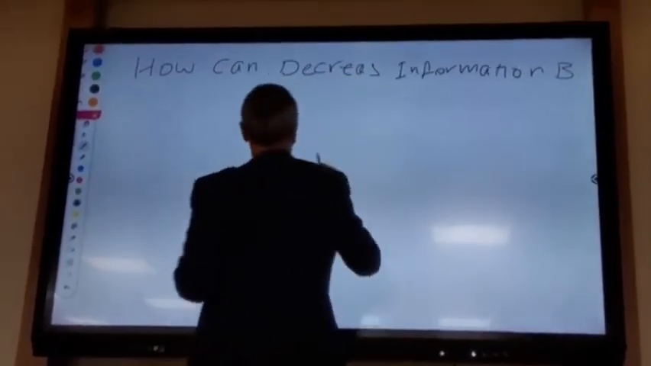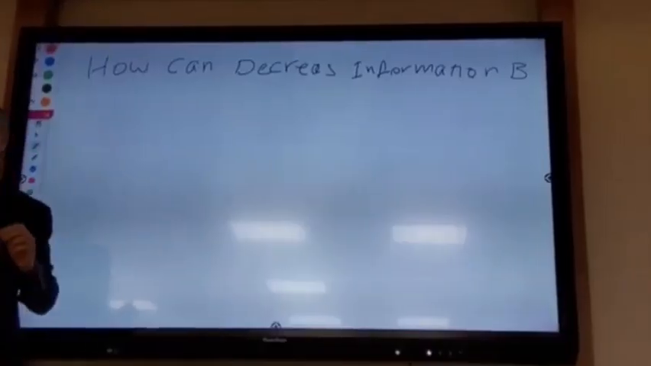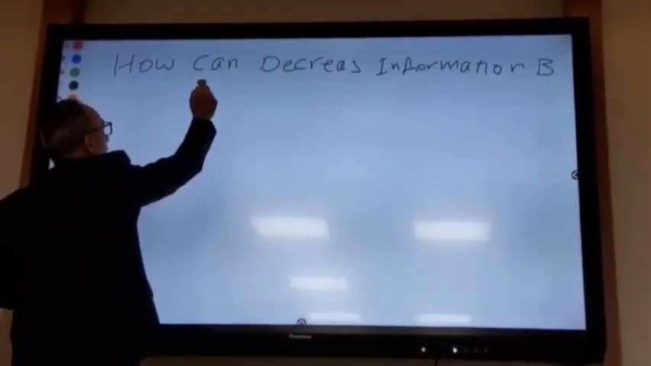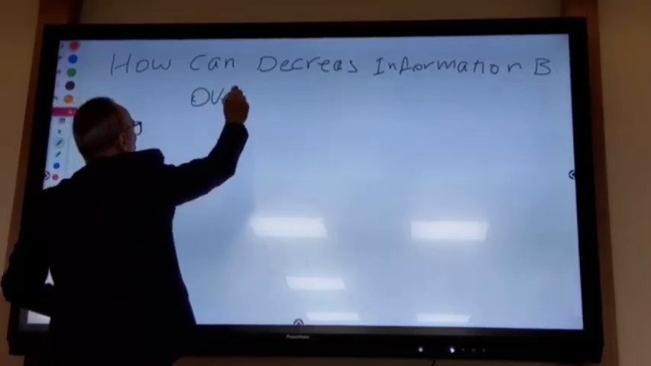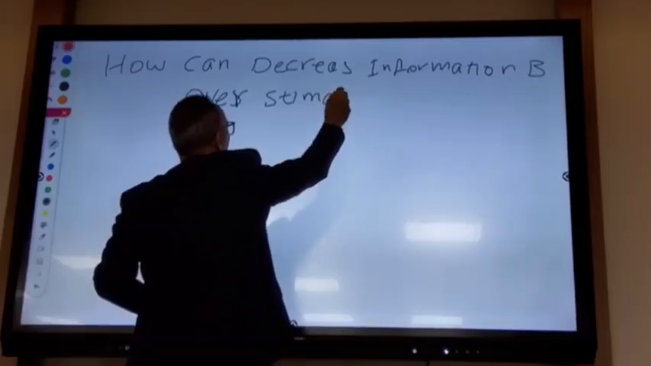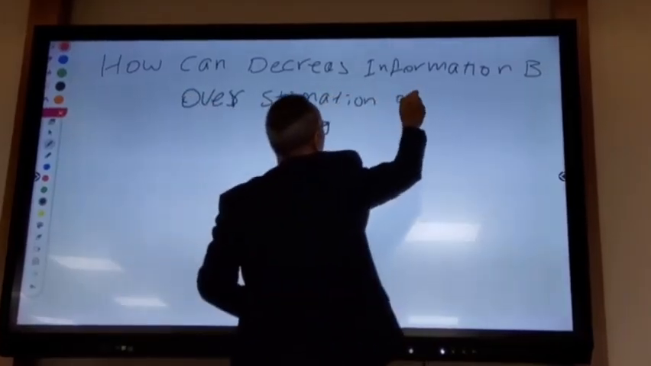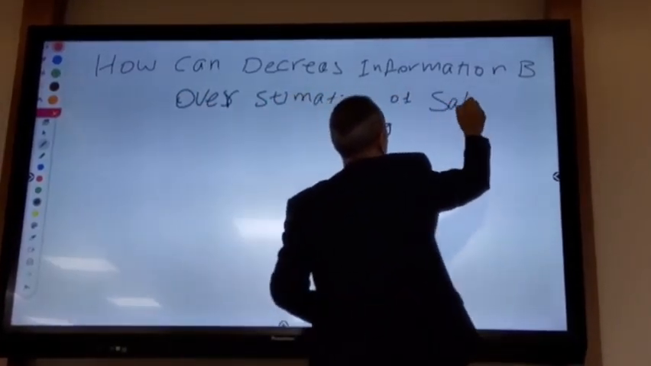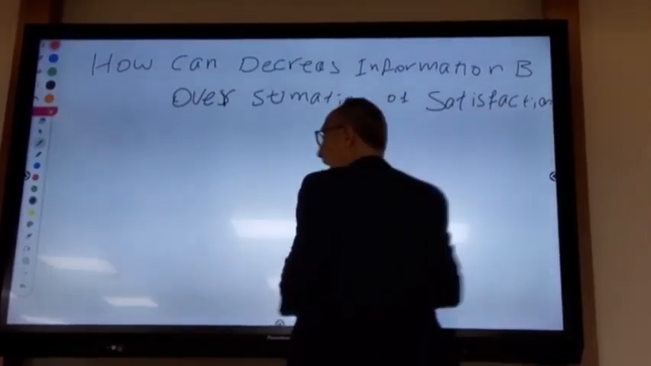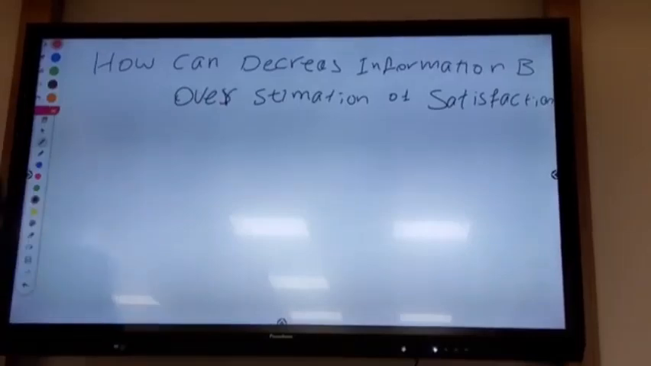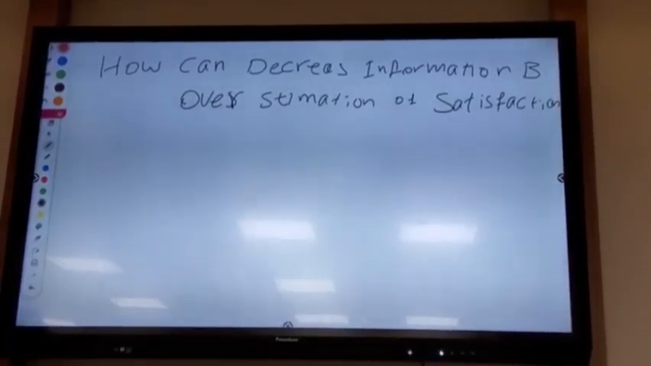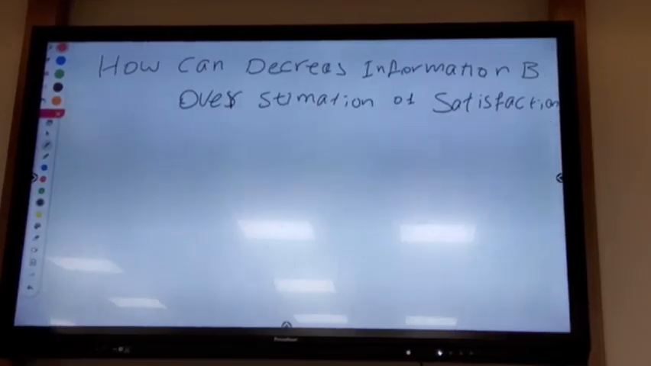How can we decrease information bias? We know that information bias in this example is overestimation of satisfaction. How can I decrease the amount of overestimation in this example?